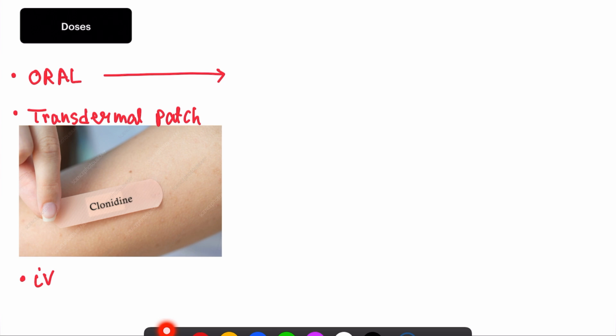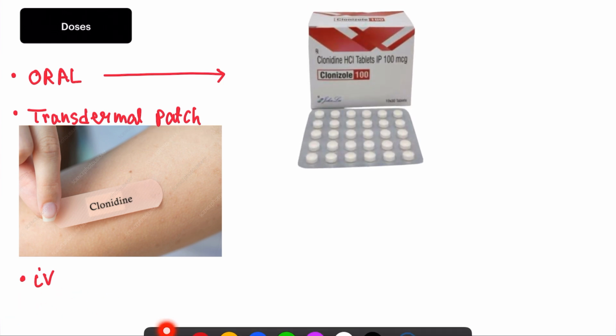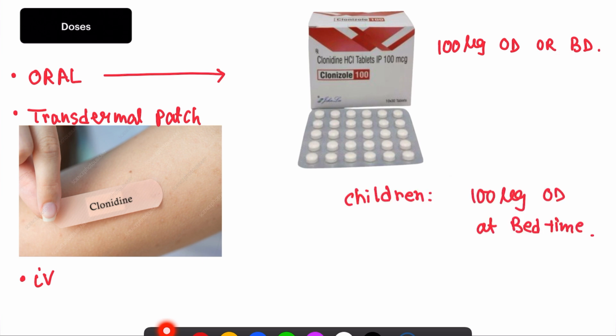Okay, so what are the doses? The drug formulation is oral, and we also have clonidine transdermal patches, or we can give the drug IV. Clonidine tablet is available in 100 microgram. So the dose is 100 microgram OD to 100 microgram BD. In children, especially in ADHD, the dose is 100 microgram OD at bedtime.